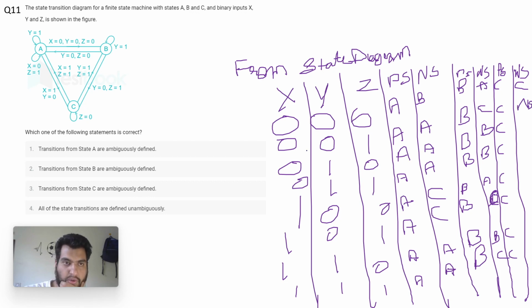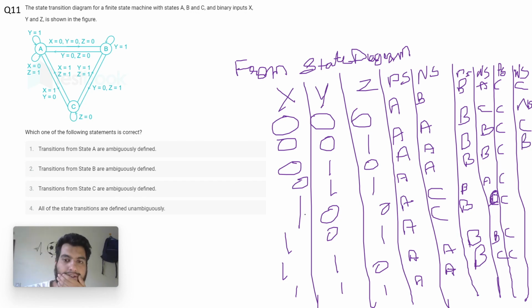Then x equal to 0, y equal to 0, z equal to 0, I'll just remain at C. And x equal to 0, y equal to 1, and z equal to 1, so I'll just go back to B.